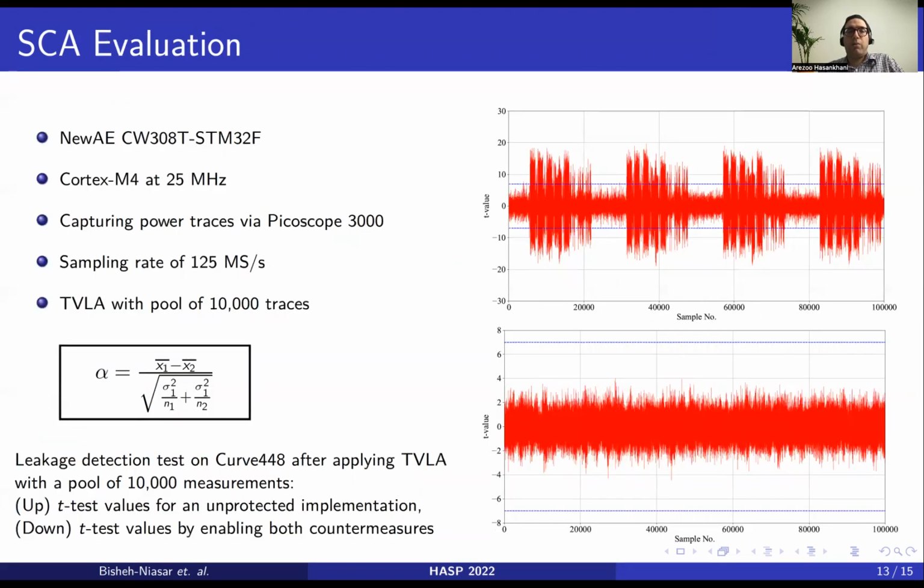We evaluate our protected design using the ChipWhisperer platform at 25 megahertz. Using the TVLA method with a pool of 10,000 traces, we can see a clear leakage over our unprotected implementation. However, by enabling those countermeasures, we can see that the T value is decreasing, showing that our countermeasures are effective and we do not have any leakage using 10,000 traces.